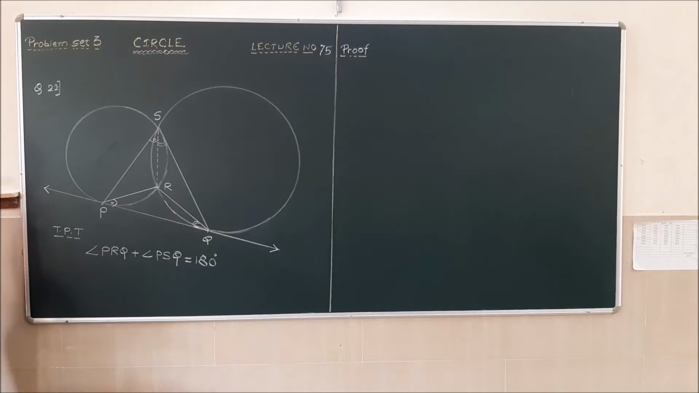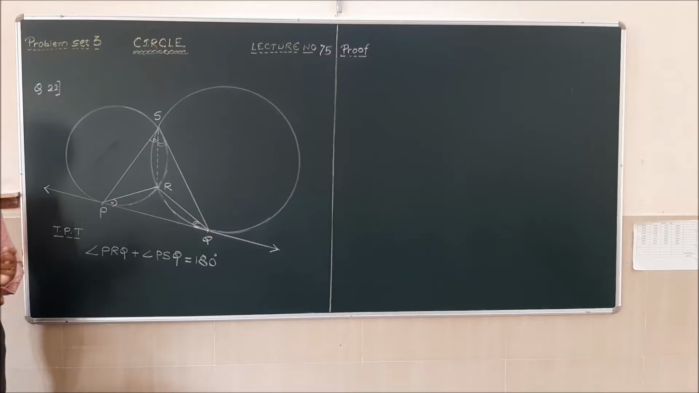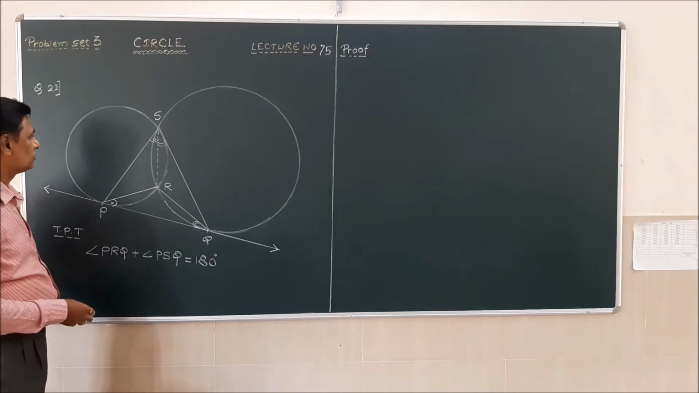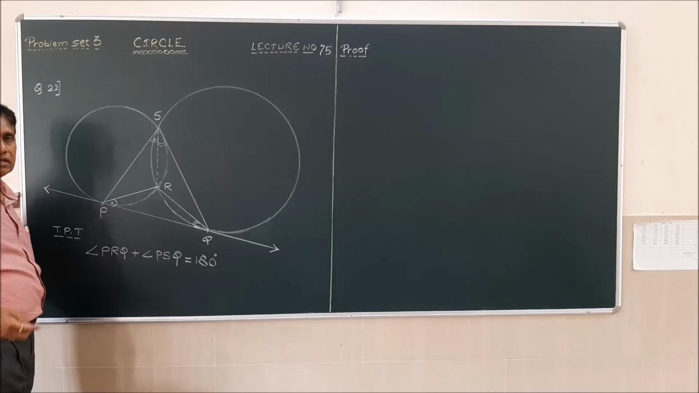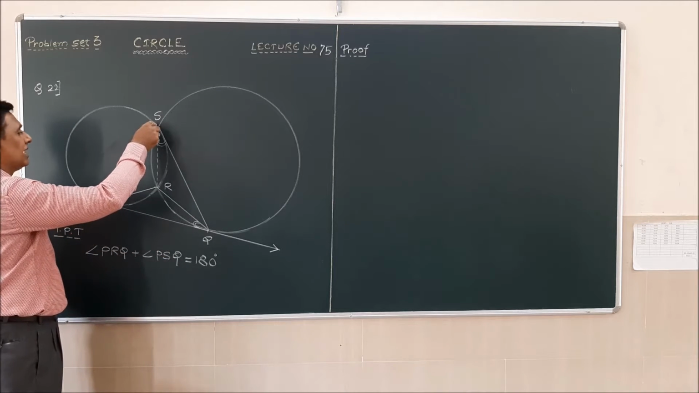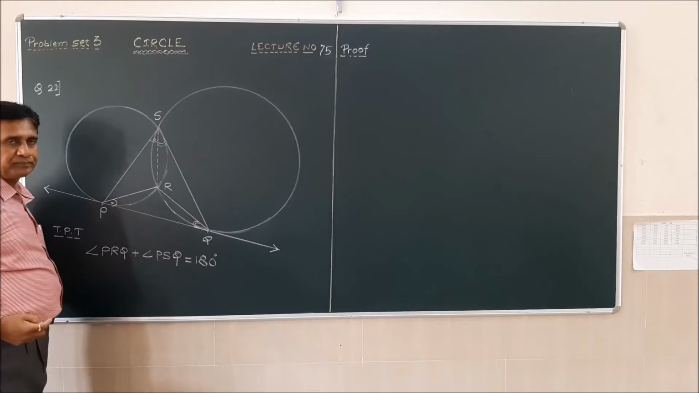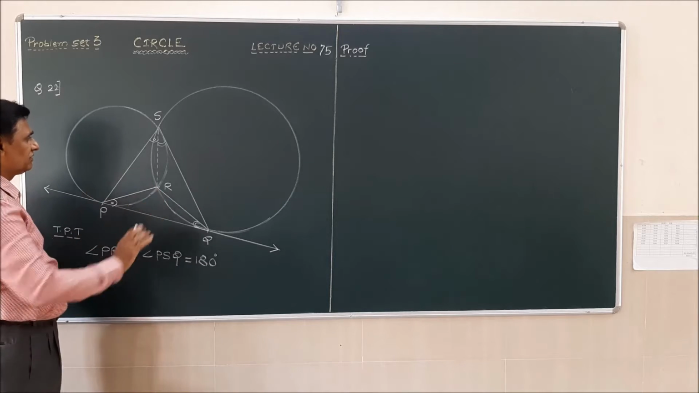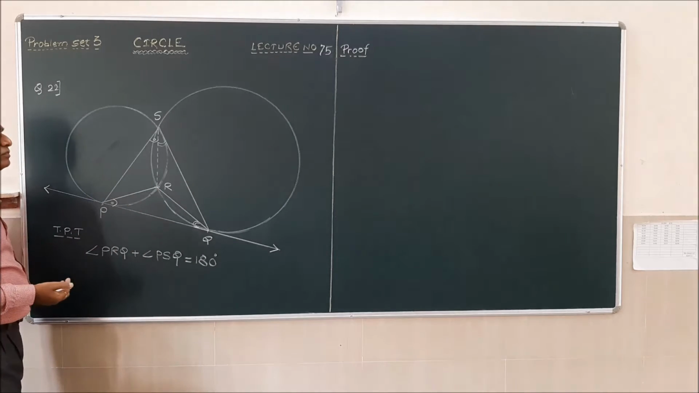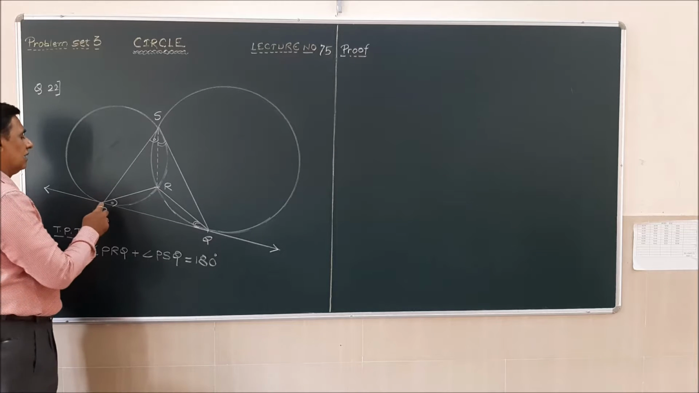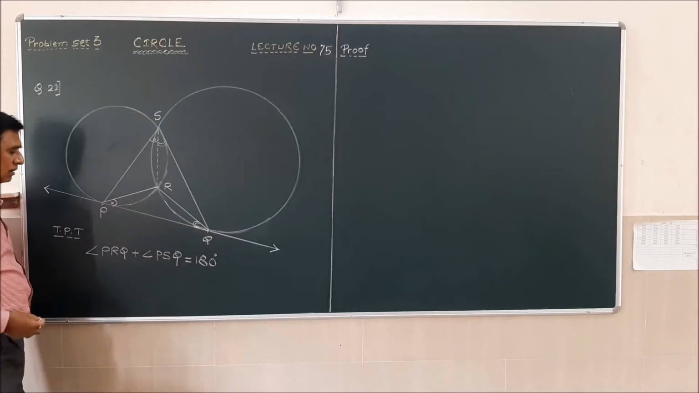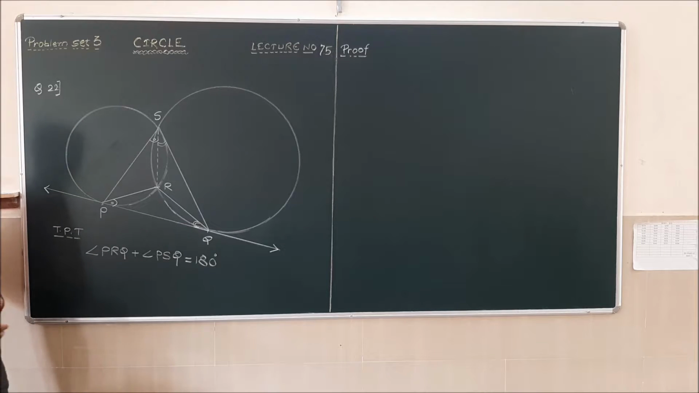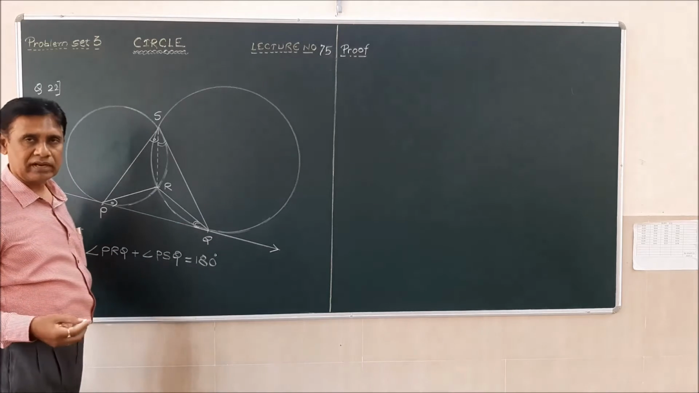Figure number is 3.100. Two circles are given here, and these two circles intersect at points S and R. With reference to this figure, we have to prove that measure of angle PSQ plus measure of angle PRQ is equal to 180. The sum of these two angles is equal to 180.